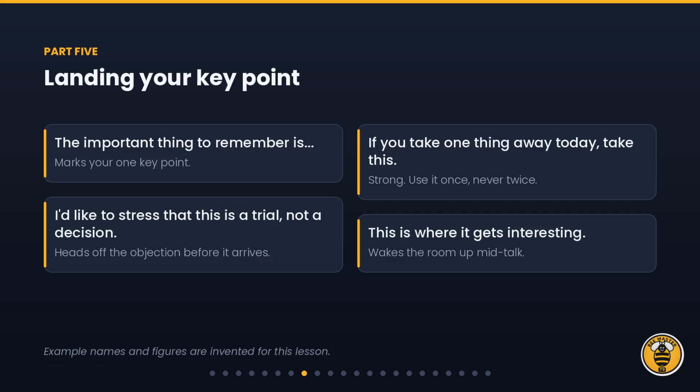Every short talk needs 1 moment of weight. The important thing to remember is, if you take 1 thing away today, take this. Use that one once and never twice. And when you can hear an objection coming, meet it early. I'd like to stress that this is a trial, not a decision.